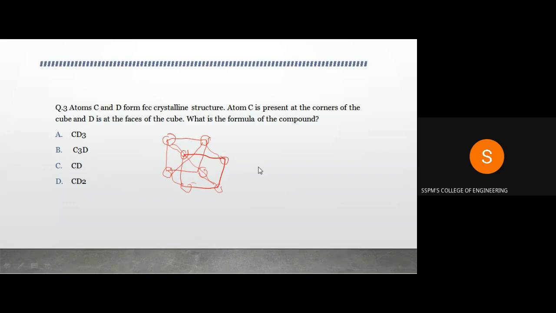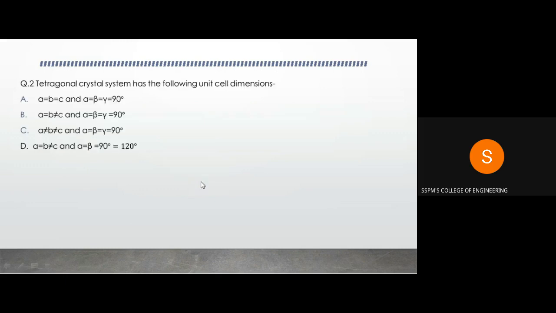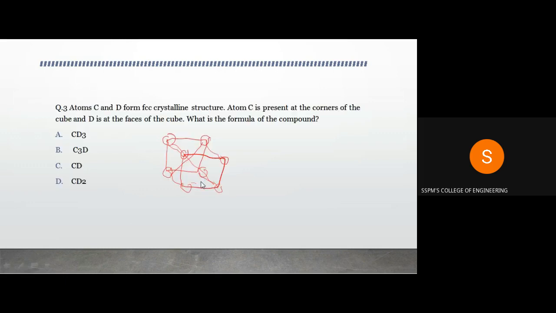So how much is the contribution in this system? 1/8. But a total of 4 diagonals are present in this diagram. In this FCC system, with 2 times the diagonal atoms, the contribution number is 2. So 1 plus 4 into 2 is equal to 9. So C is equal to 1 and D is equal to 3. So option A is the correct option.